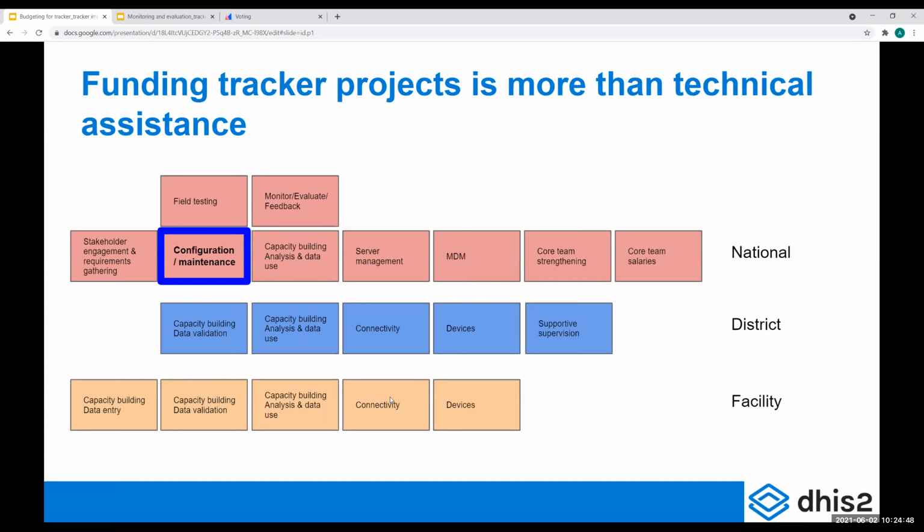Doing tracker, it's very, very important to do field testing. I think there are several presenters throughout the academy that have talked about the importance of testing out in the field what you make, and adjusting accordingly. You need to budget for that, for traveling, sleeping in a hotel if you're going far, etc., and time to analyze and write up your report afterwards. And also monitoring, evaluation, and feedback. I'll talk about that a bit later today.